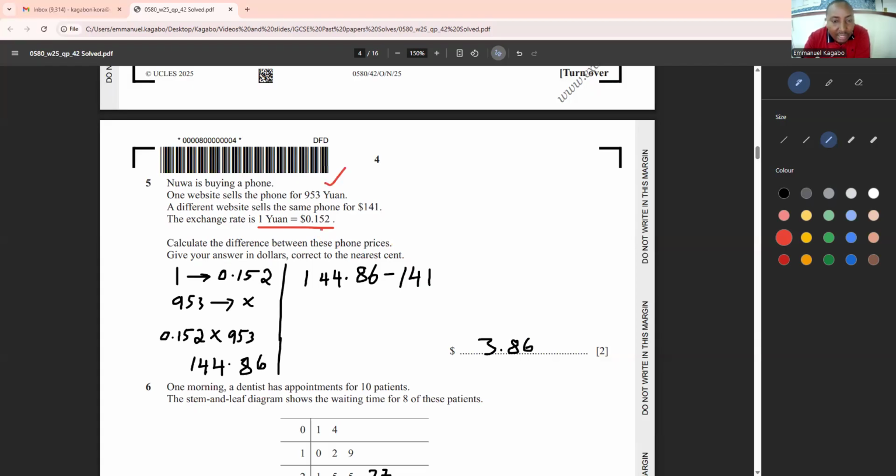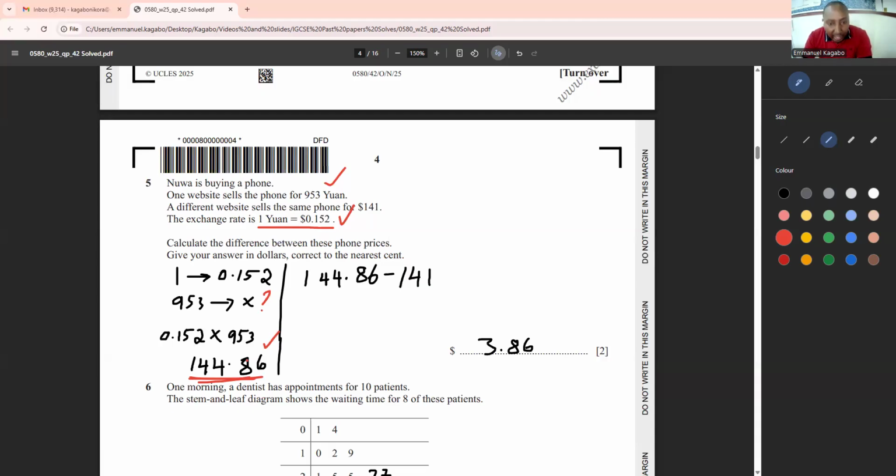Basically, we have to convert this one into dollars, but we have the exchange rate, right? So 1 yuan is equivalent to this. Now, if this is that, so 953 will be equal to what? Question mark. So cross multiply. This times that. Therefore, this is the cost of one phone in Chinese currency, I mean in dollars, when you convert the Chinese currency into dollars.